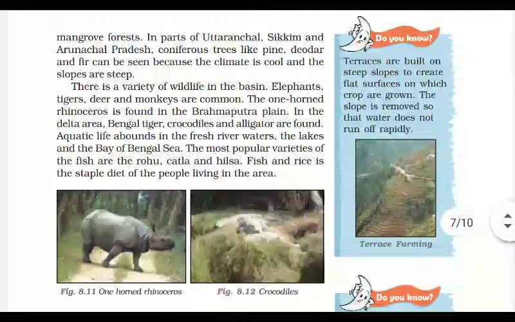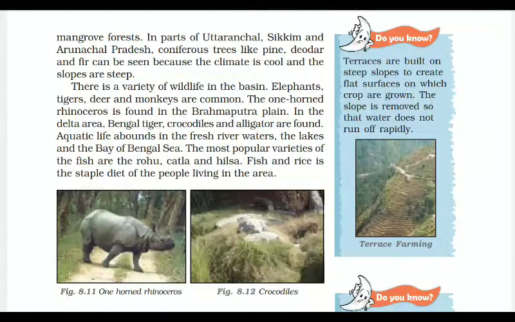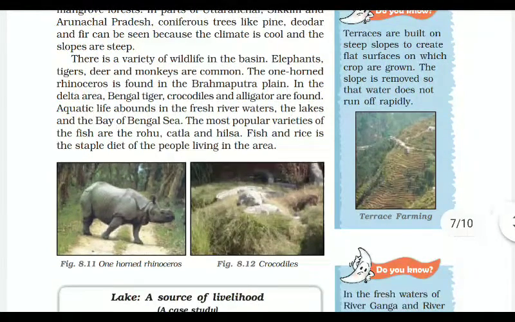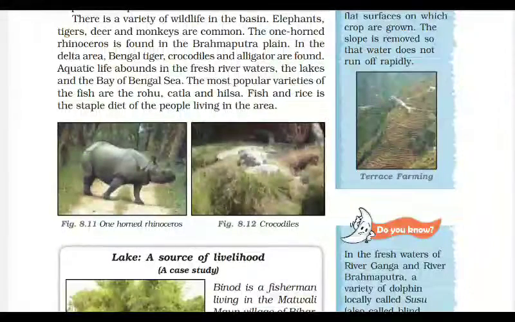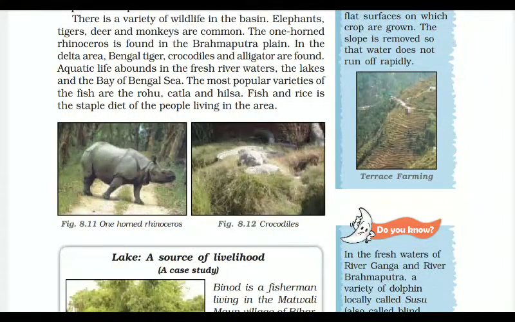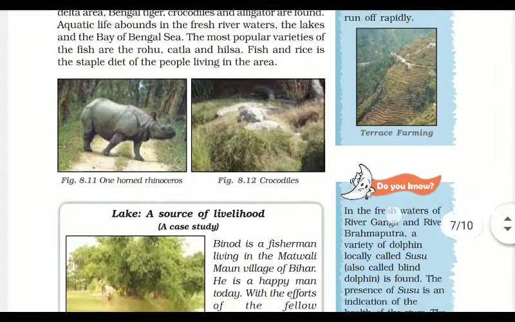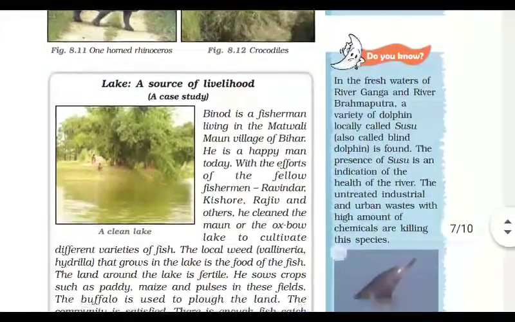There is a variety of wildlife in the basin. Elephants, tigers, deer, and monkeys are common there. The one-horned rhinoceros, underline this. This animal is not found anywhere else, right? It's found in the Brahmaputra plain. In the delta area, the Bengal tiger, crocodile, and alligator are found. Aquatic life abounds in the fresh river water. In the lakes, the fish are rohu, katla, and hilsa. These are three fish varieties found there. Fish and rice is the staple diet of the people living in the area, right?